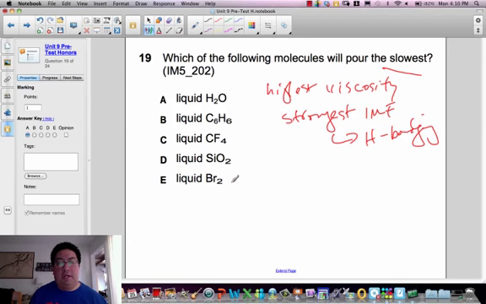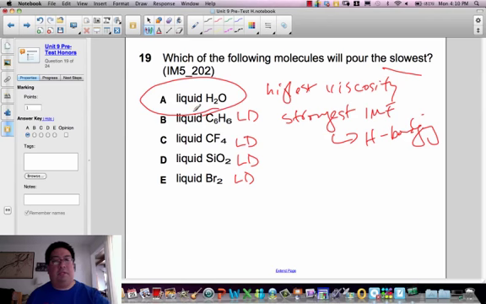Br2 is nonpolar, so it has London dispersion forces. SiO2, even though it has polar bonds, is nonpolar, London dispersion forces. Same thing with CF4, same thing with C6H6, so pretty obviously this one was going to be water.